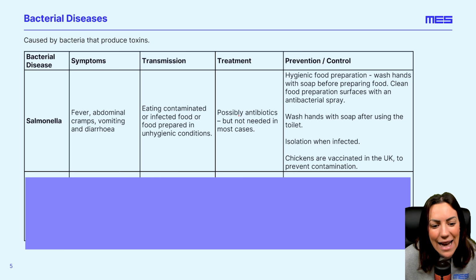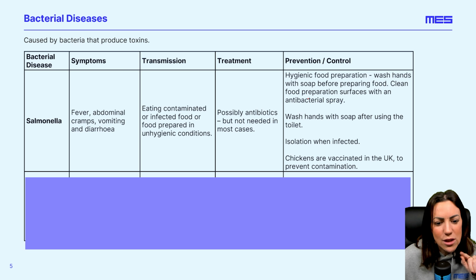Treatment: possibly antibiotics because it is a bacterial infection, but in most cases they're not needed. You would just be told to rest, drink plenty of fluids, and it might take you a few days to start to feel better. You might take some kind of painkiller medication, and drink lots of fluid to help with the diarrhea and the dehydration. But possibly antibiotics if it's a severe case or you've got a weakened immune system and you need the antibiotics to help kill the bacteria.